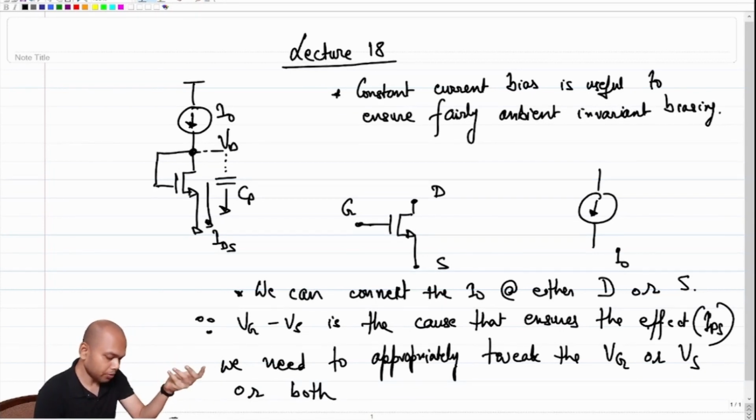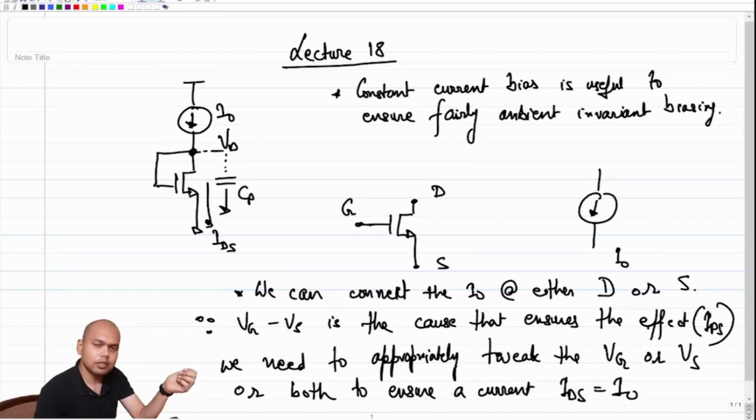We need to appropriately tweak the gate voltage or the source voltage, or maybe both, to ensure a current IDS equal to I naught, right? Just because you have connected a current source I naught into the drain or at the source doesn't necessarily mean that the transistor will be pushing or pulling this current in or out while being biased at saturation, right?